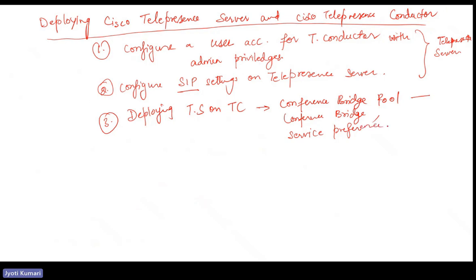That is a prerequisite. Then we need to create templates, and it can be one template too, based on your requirement. So basically, in our lab, we'll be creating two templates, and we will associate those templates with the service preference. So these need to be associated.